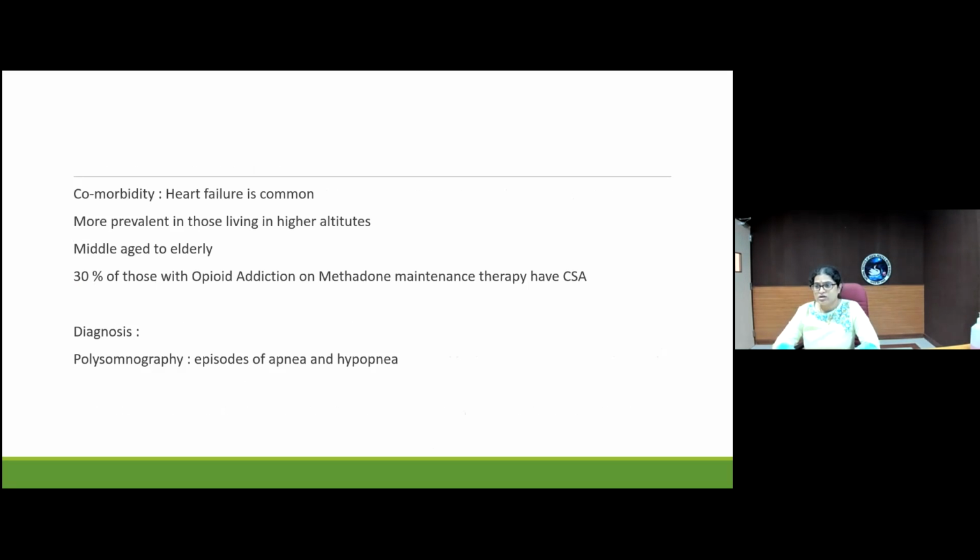Comorbidity, heart failure is quite a common comorbidity that occurs with CSA. It is more prevalent in individuals living in higher altitudes. The age group presentation can range from middle age to elderly. As mentioned earlier, 30% of those with opioid addiction on methadone maintenance therapy have CSA. This is basically an indicator of individuals seeking help, but there could be many more who are not seeking help or treatment for their opioid addiction. Diagnosis is confirmed by polysomnography, where there are episodes of apneas and hypopneas in the absence of other features of OSA.